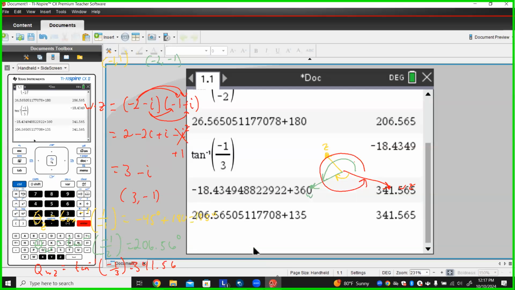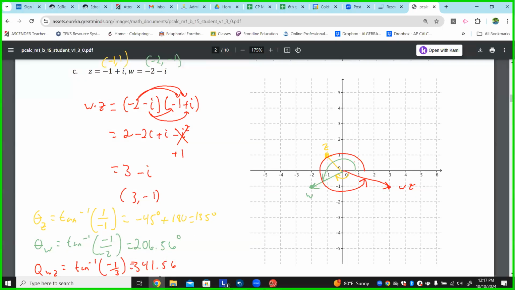Any questions there? So knowing that fact, that is our conclusion in D: if I want to know what the argument of WZ is, I could just figure out the argument of W and the argument of Z, and just add those up and already be done. So coming back over here.